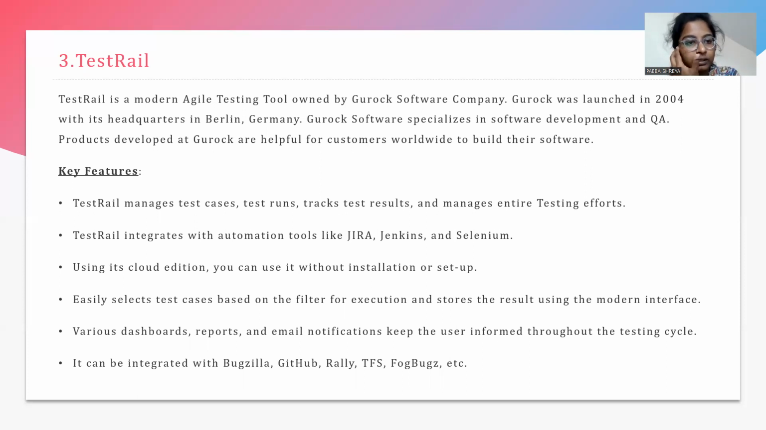And coming to the key features, TestRail manages test cases, test runs, test results, and the entire testing effort. Using its cloud edition, you can use it without installation or setup. TestRail integrates with automation tools like Jira and Selenium. It can be integrated with Bugzilla, GitHub, Rally, TFS, FogBugz, etc. Various dashboards, reports, and email notifications keep the user informed throughout the testing cycle.